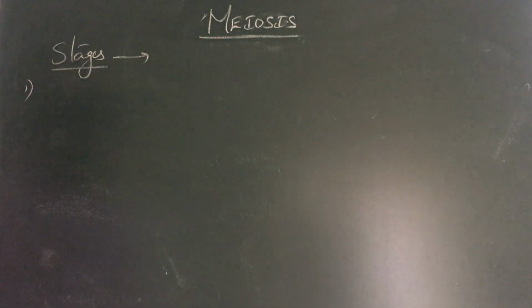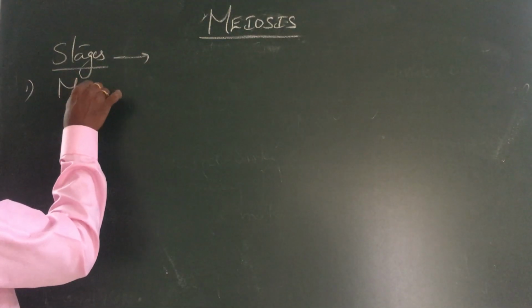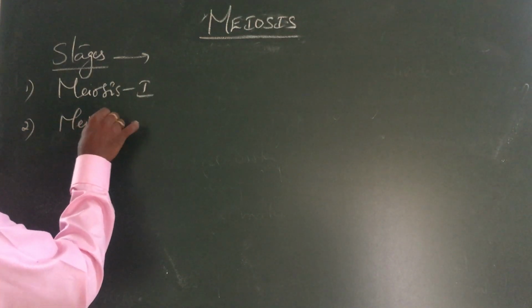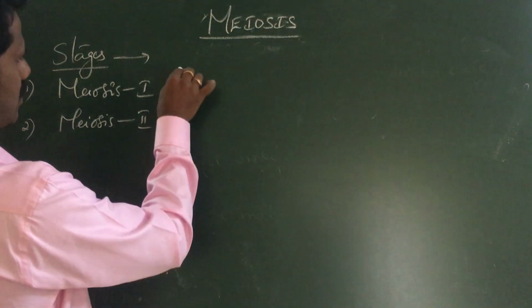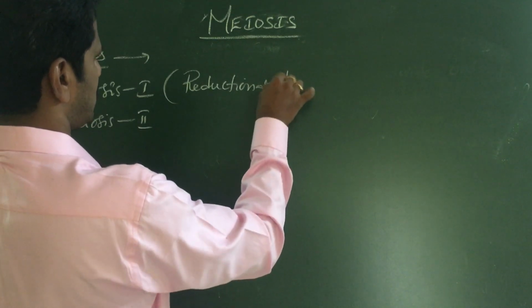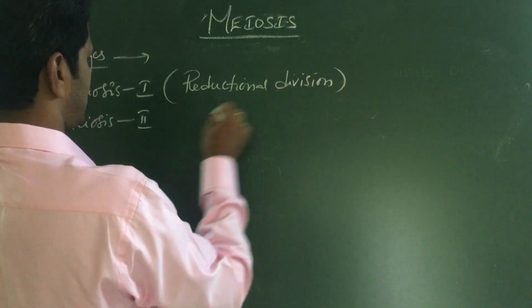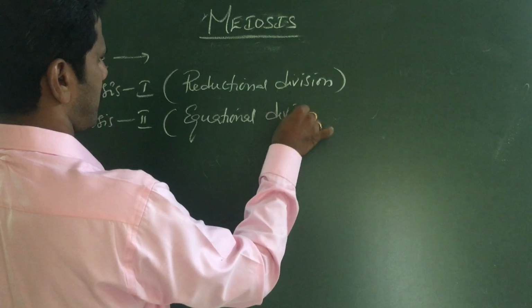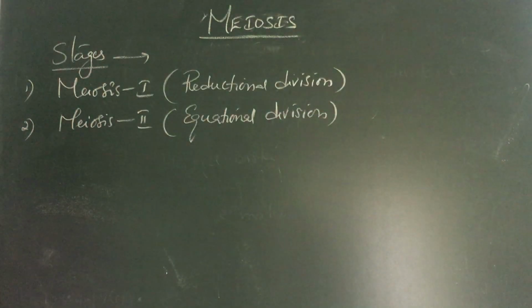Stages. This is meiosis 1 and meiosis 2. Reduction division. Reductional division, equational division. Reductional division, equational division. Meiosis 1 and meiosis 2.